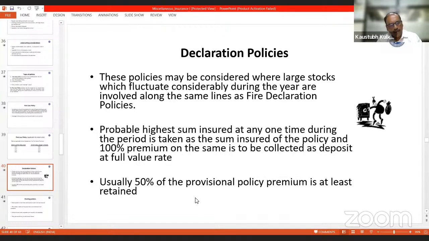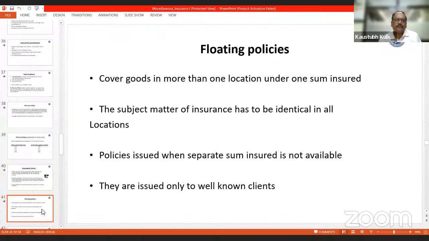So, as discussed with you, suppose 10,000 is the premium and the policy issued is a declaration policy, the minimum premium to be retained will be 5,000 rupees. So over and above 5,000 will be payable as a refund after arriving at the sum insured.